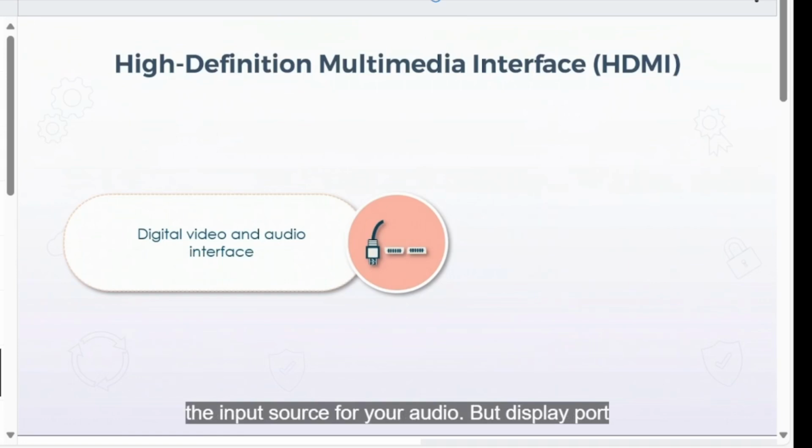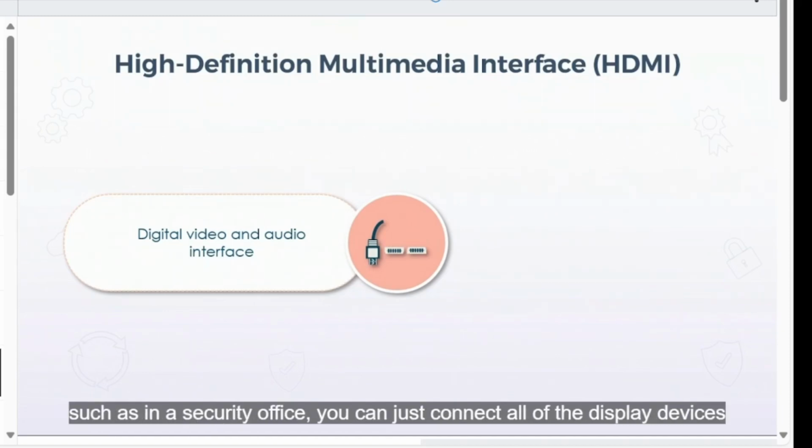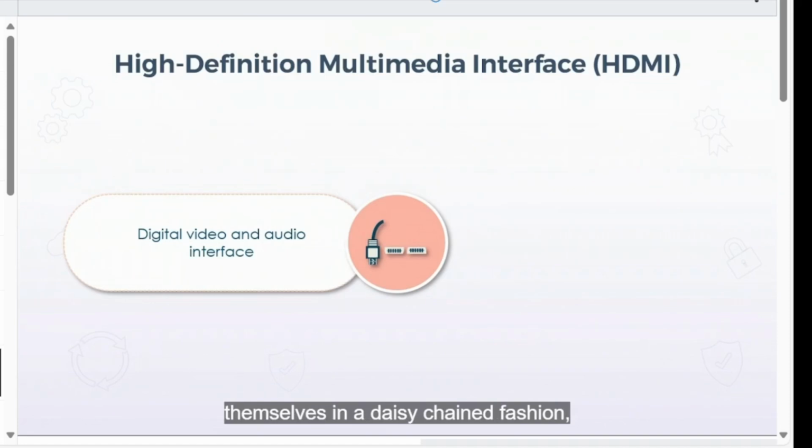But DisplayPort supports the use of multiple displays over a single cable. So for the TV wall mentioned just a moment ago, or for people who need to monitor several screens at once, such as in a security office, you can just connect all of the display devices themselves in a daisy-chained fashion, but a single cable from your source can drive them all.